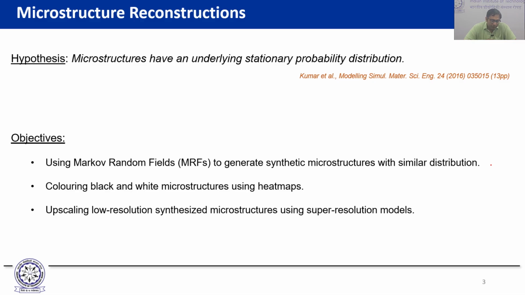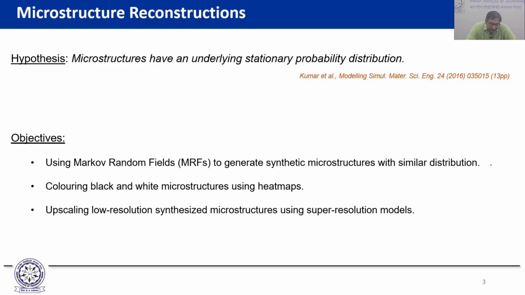Now, when we do a microstructure reconstruction, we start out with a hypothesis, and our basic hypothesis, of course, is that microstructures will have an underlying stationary probability distribution. If we do not have this assumption of there being a probability distribution that describes the microstructure, you will not be able to recreate microstructures which are different yet similar.